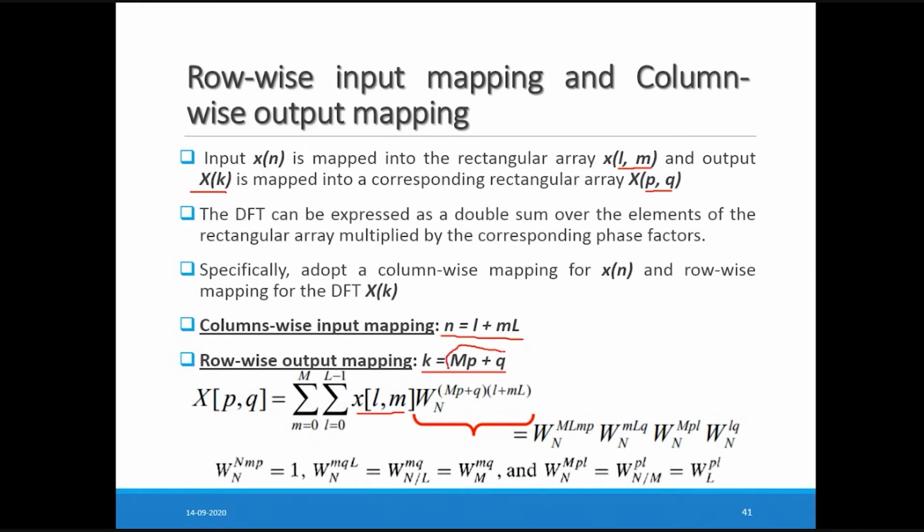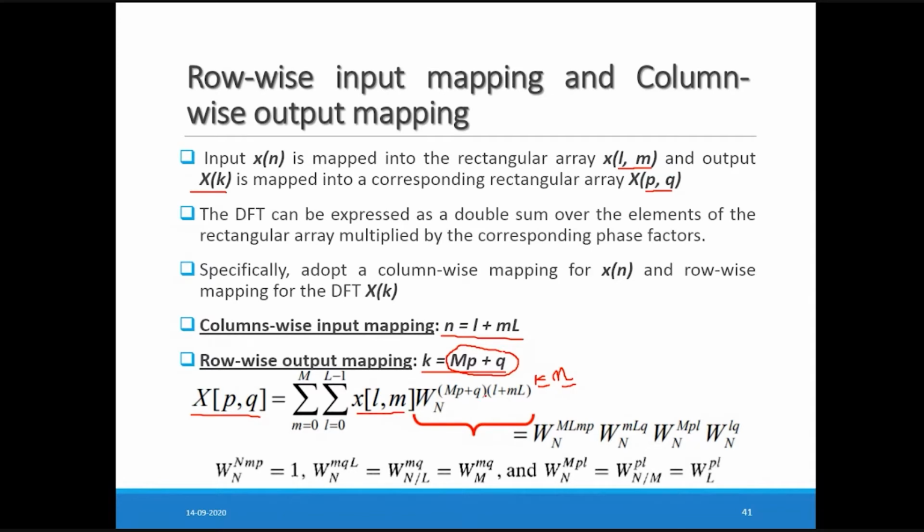Earlier we were writing omega suffix n raised to kn. So this small k is nothing but MP plus q over here, and n is nothing but l plus ML. So that's why this equation is modified. This is the same as your previous equation, only the modifications are that here we are representing x of k as x of pq, x of n as x of lm, and omega n raised to kn as omega n raised to MP plus q into l plus ML.